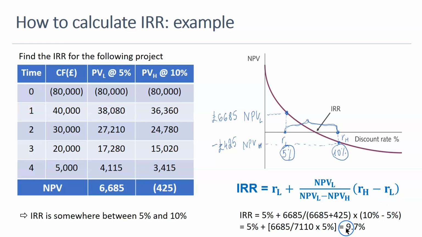If we make these calculations, we will end up with the number 9.7%. As I said, it's somewhere between 5 and 10, but closer to 10. So this is an approximate internal rate of return generated by this particular project. When you invest your £80,000 into this particular asset, you are earning 9.7% return on your investment. This method is probably easier to implement, and this is the technique which we will use in our seminars as well.